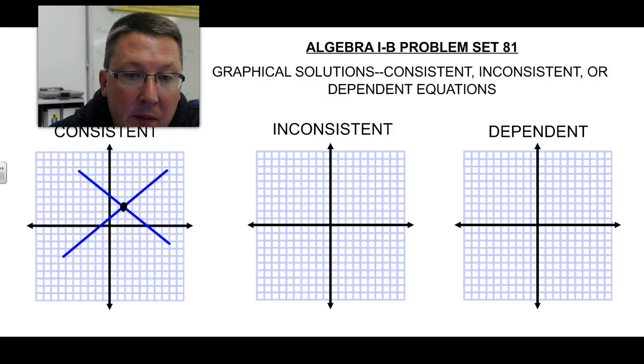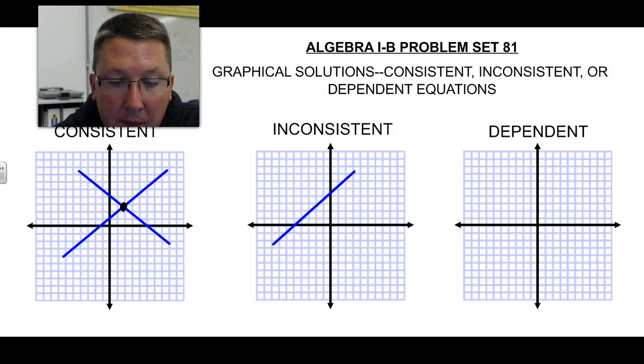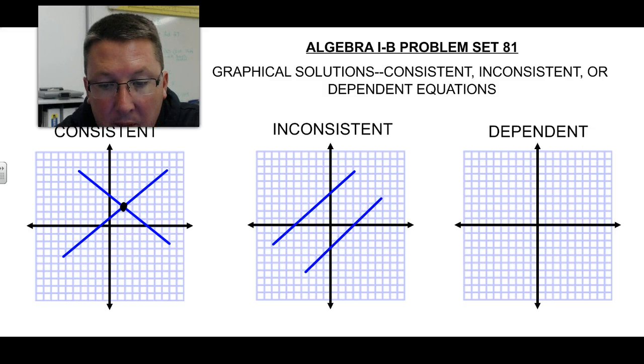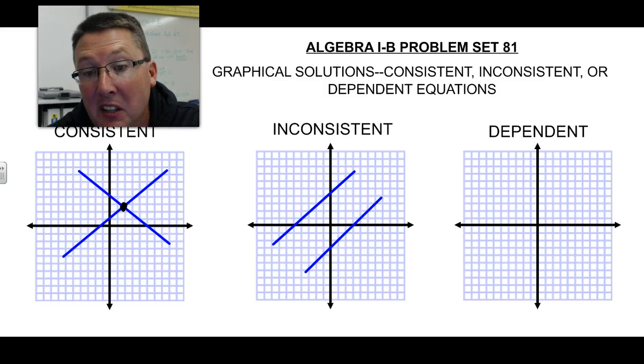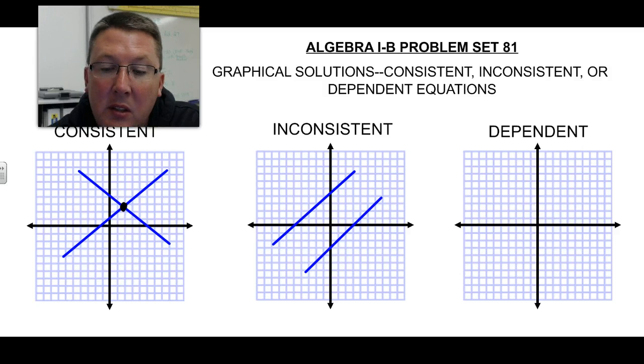A second option is these two lines could end up parallel to each other. And parallel means they never intersect. So on inconsistent equations, there is no solution. They don't cross anywhere, so there's no ordered pair that works in both equations.